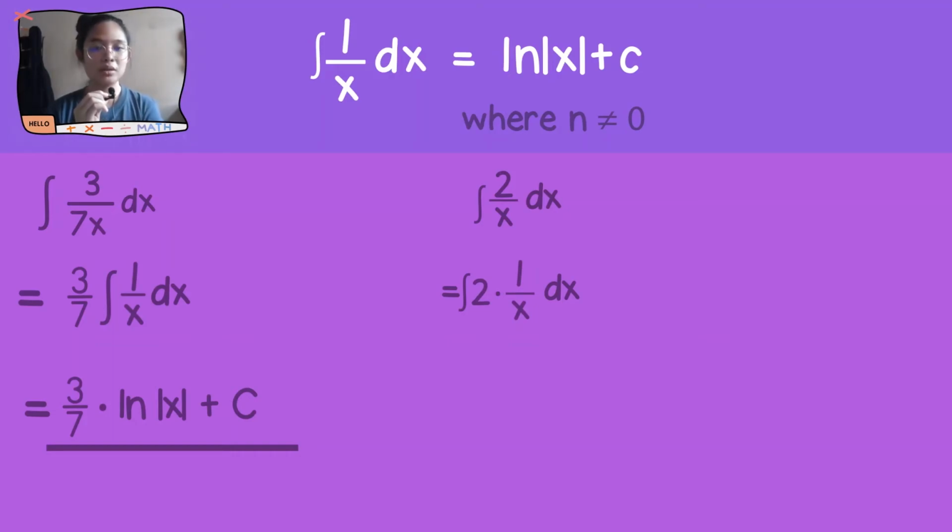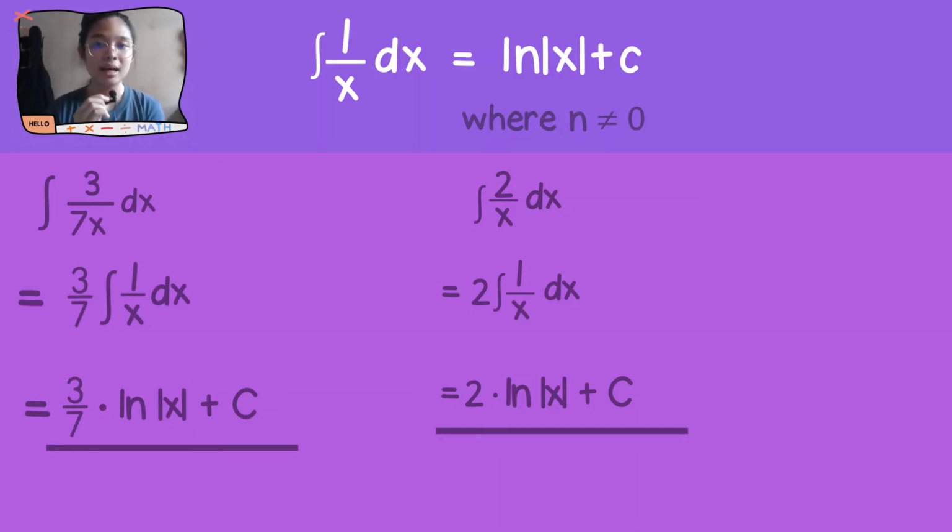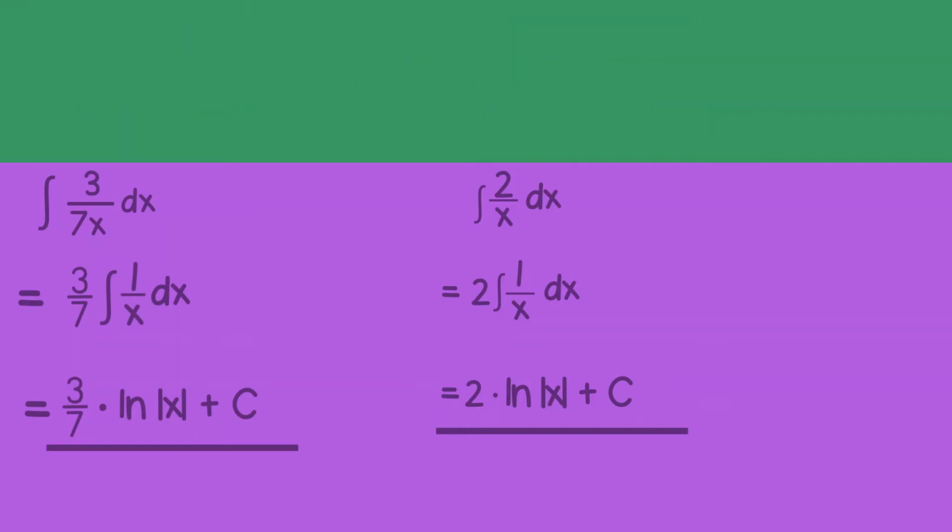So now we have two items, the 2 multiplied by 1 over x. Since there is a constant, we need to move the position of the integral symbol, or the constant. Now, what you need to do is get the integration of 1 over x dx multiplied by the constant. So our final answer will be 2 multiplied by ln absolute value x plus c.